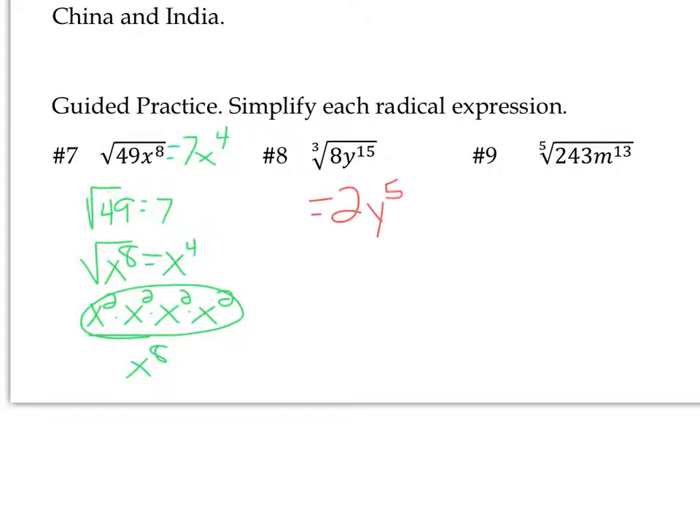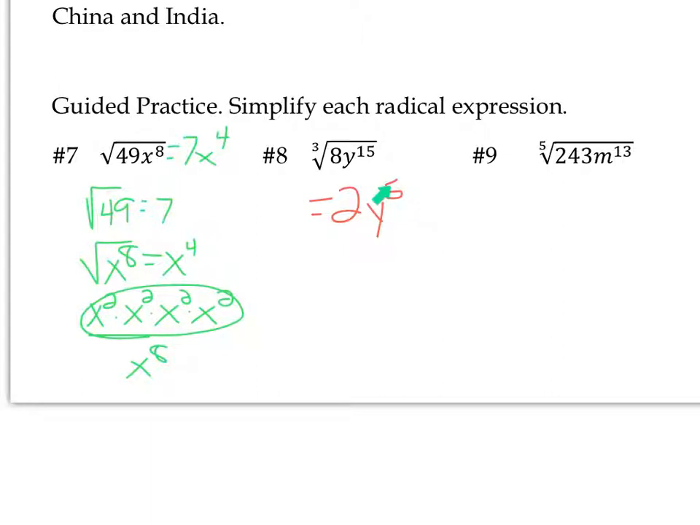2y to the 5th. Because 2 times itself 3 times gives us the 8. And there are 5 sets of 3 y's that go into this. So how many times does 3 go into 15? It goes in 5 times.